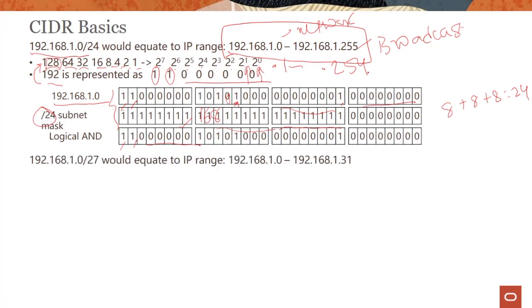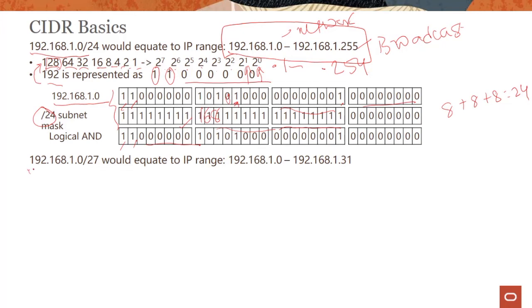Now let's get into a more complex scenario. Now let's say I have this network, right, but I want to do a little bit more. I want to take this network, but I want to subdivide it into subnetworks, because maybe I have more customers, and I want to divide the network into smaller networks. So how would that work?